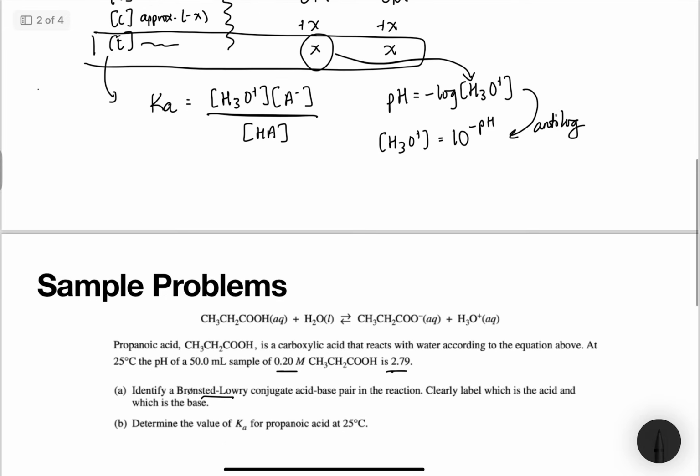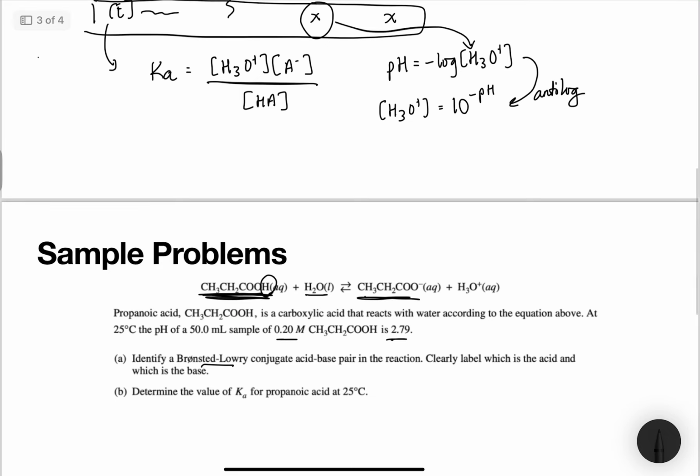So what you have to do is look at these two compounds and figure out which one gave away H. If I look at the products of this reaction, I can see that this propanoic acid loses this H ion to become CH3CH2COO minus. So my Bronsted-Lowry acid is propanoic acid, and it's labeled for me as well, which is a hint too, but I know that because it's giving away the H+.